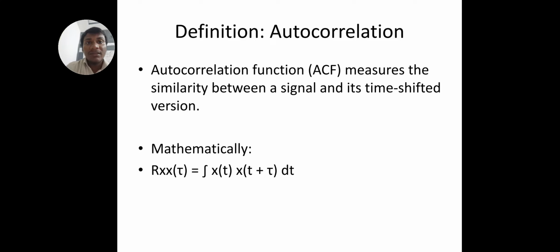Definition of autocorrelation. The autocorrelation function, represented as ACF, measures the similarities between a signal and its time-shifted versions. It analyzes the similarities between the signal and its time-shifted versions. It is mathematically represented as Rx of tau equals the integral of x of t times x of t plus tau dt.